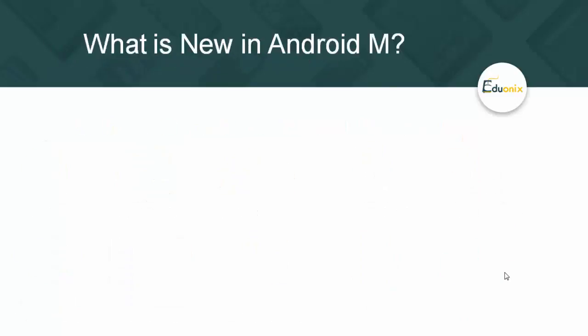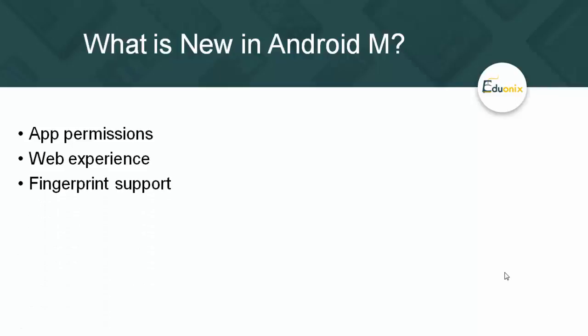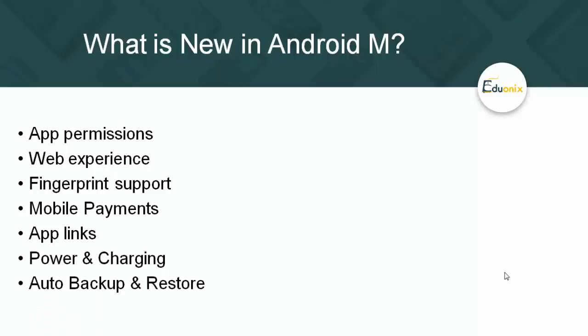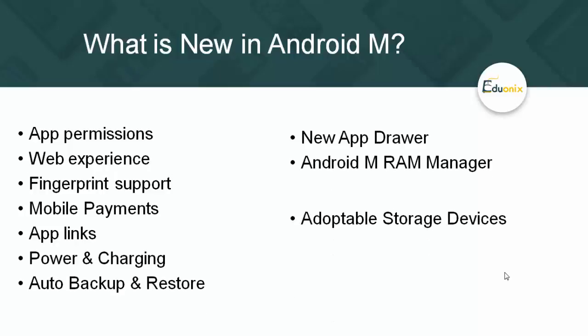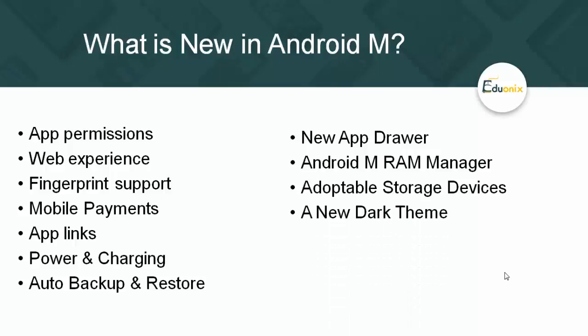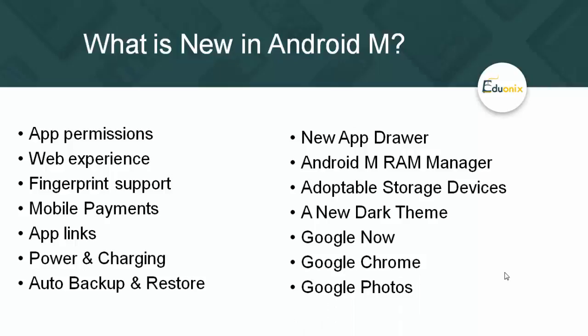About 14 new items which are a combination of brand new features and improvements to existing ones. These are app permissions, web experience, fingerprint support, mobile payments, app links, power and charging, auto backup and restore, new app drawer, Android M RAM manager, adoptable storage devices, a new dark theme, Google Now, Google Chrome, and Google Photos. We're going to go into detail on each of these so you're well aware of what's new and how that will benefit your Android development efforts.